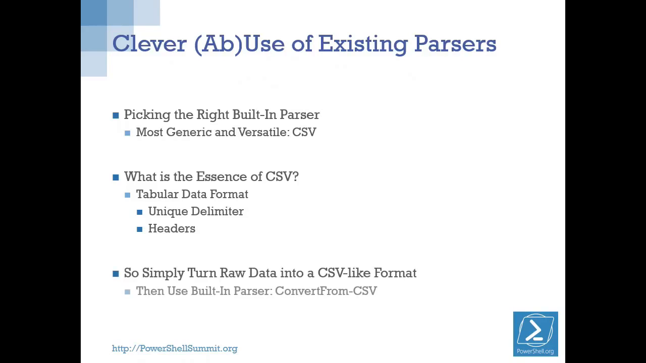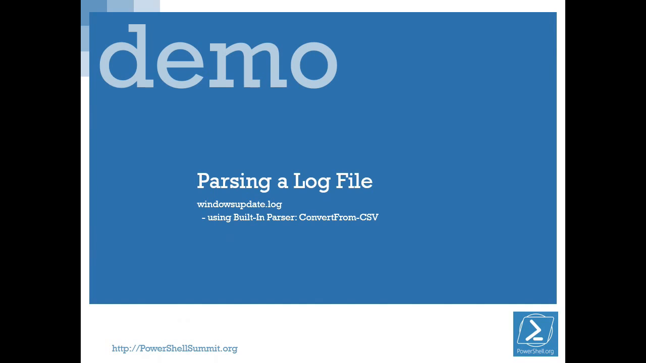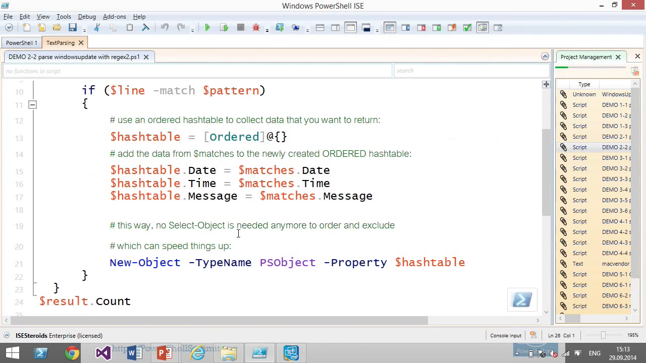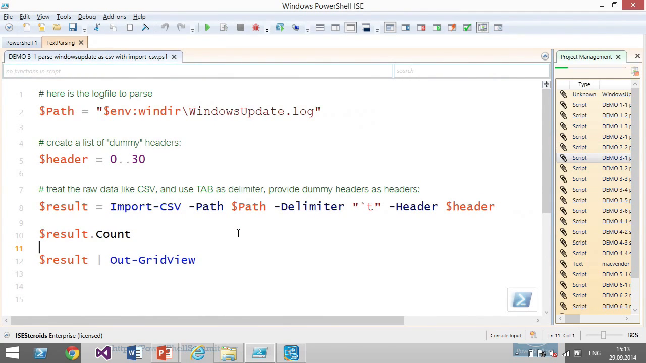So simply turn your raw data into this sort of format, and thanks to the PowerShell team, the commandlets that usually process CSV are versatile enough to support slight variations. Take a look at how much easier it is to use those existing parsers. So I'm switching now to the other solution, and that is basically doing the same thing.